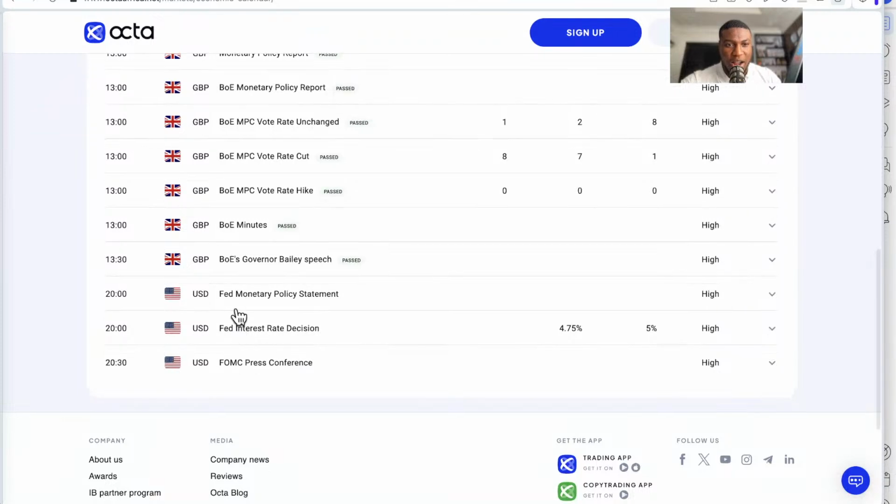And also, we have the Fed monetary policy statement, interest rate decision, and FOMC press conference coming at 8. And this is a very significant report because this is actually the first time Jerome Powell, the governor of the central bank of the Federal Reserve, is speaking since the U.S. election, and that alone adds a whole new layer of importance to this event.